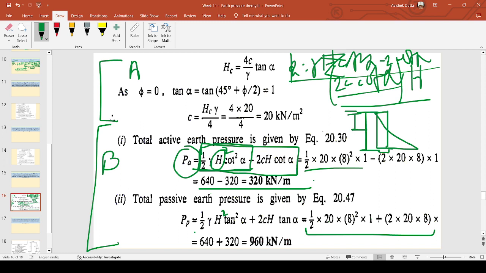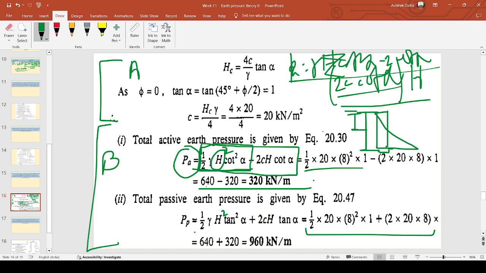You don't need to go through the sum. You go to the generalized case of active earth pressure distribution for the case of cohesive soil. Any pressure distribution diagram will show you that at the base the pressure intensity would have been gamma h cot square alpha, but due to the effect of cohesion, it is reduced to gamma h cot square alpha minus 2c cot alpha.